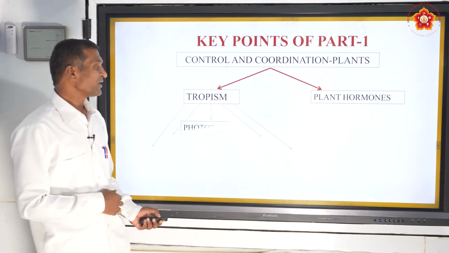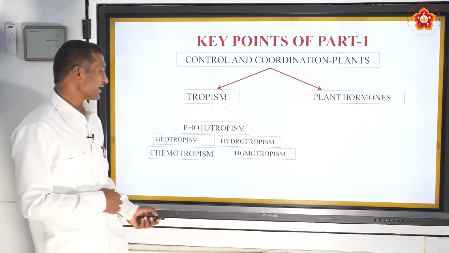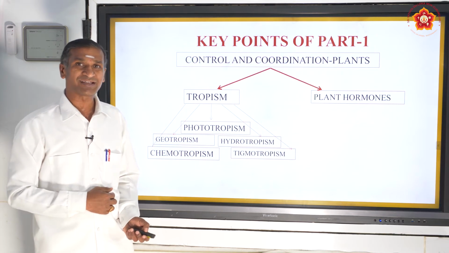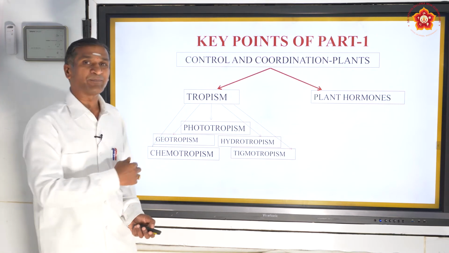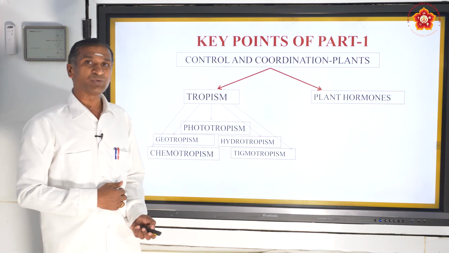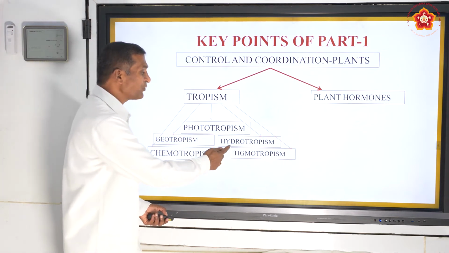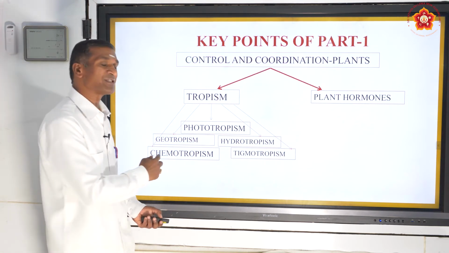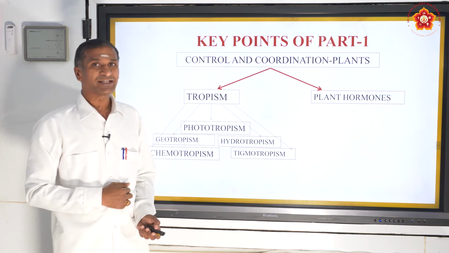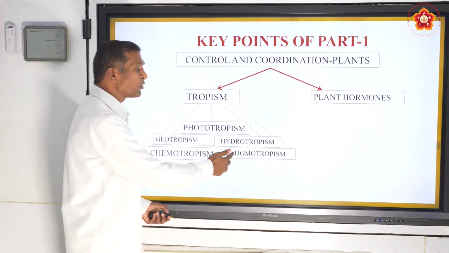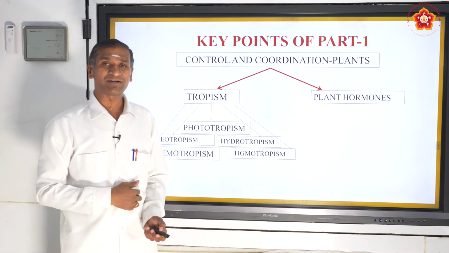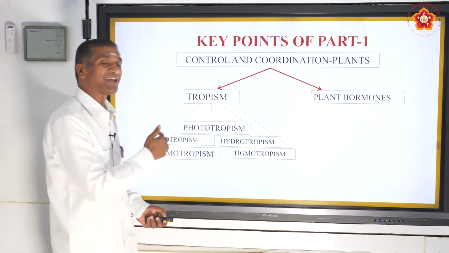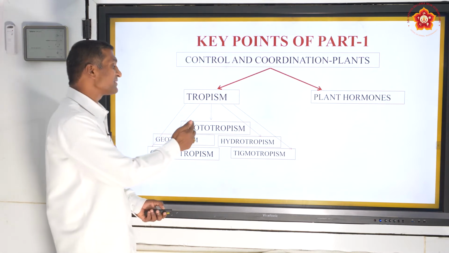The tropism is of 5 varieties. One is phototropism, movement of the plant towards the light. Geotropism, movement of the plant towards gravity. Hydrotropism, movement of the plant towards water. Chemotropism, movement of the plant towards chemicals. Tigmotropism, movement of the plant in the direction of touch.